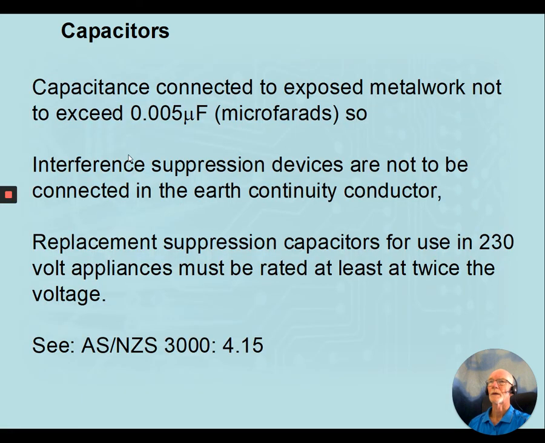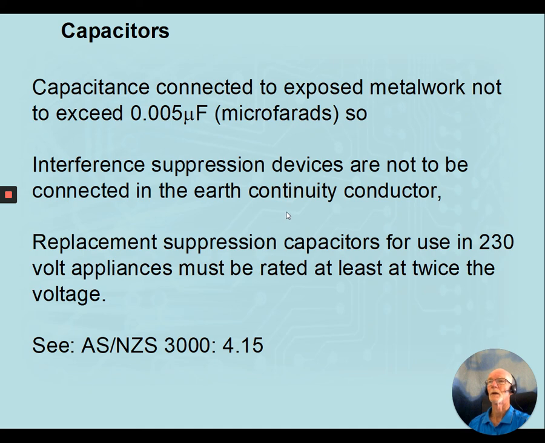When we use capacitors for RFI suppression, there are some rules according to the New Zealand wiring rules that we need to follow. Firstly, a capacitance connected to exposed metal is not to exceed 0.005 microfarads, so that we don't have excessive current to the frame. And also, devices are not to be connected in the earth continuity conductor, so that they don't interfere with the protection devices like RCDs.